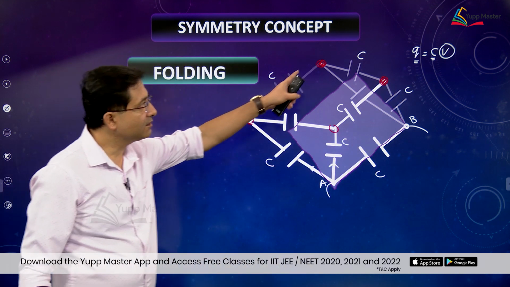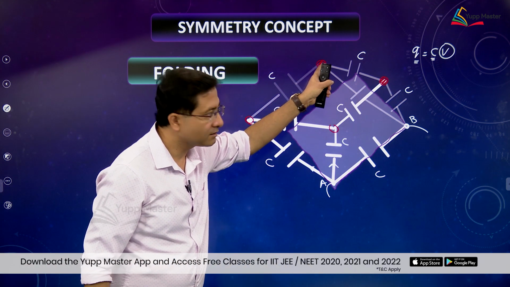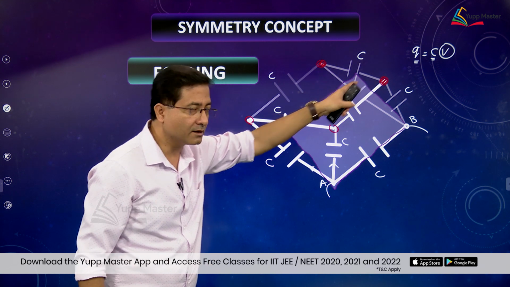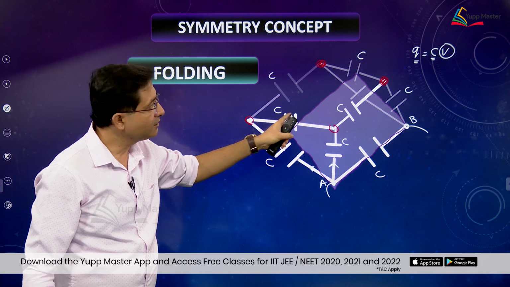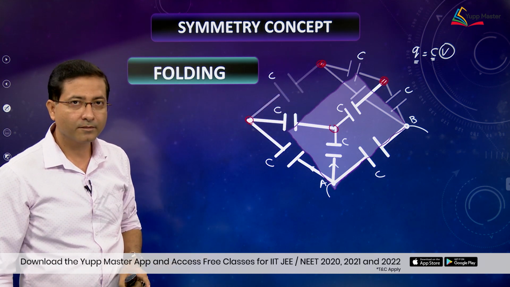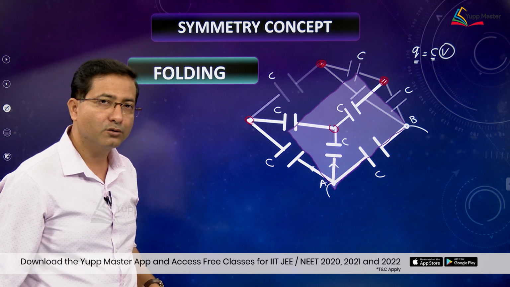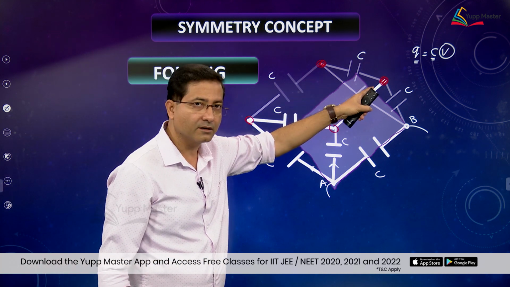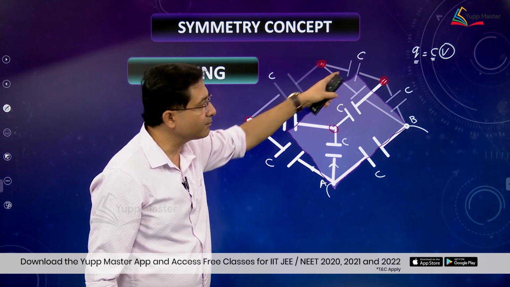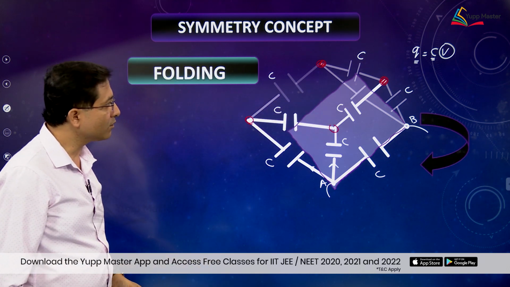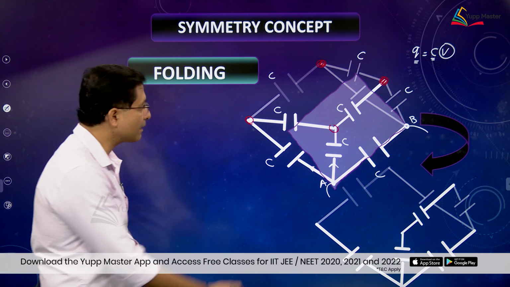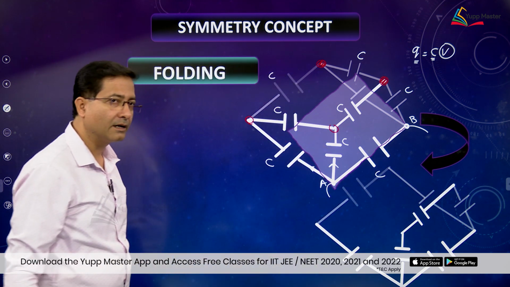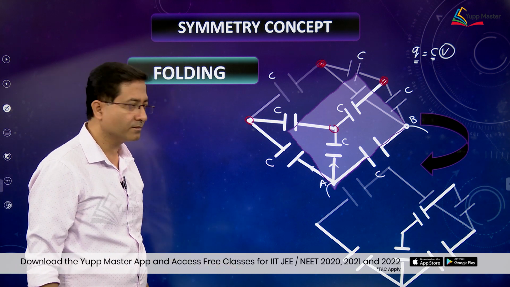So as there is no difference in potential across this capacitor and across this capacitor, these two capacitors can be removed because charge flows due to potential difference, and we are not getting any difference here and any difference here, right. So these two capacitors can be removed and you can draw the circuit this way. So this capacitor is removed and this capacitor is removed, and now you can see a series parallel combination.